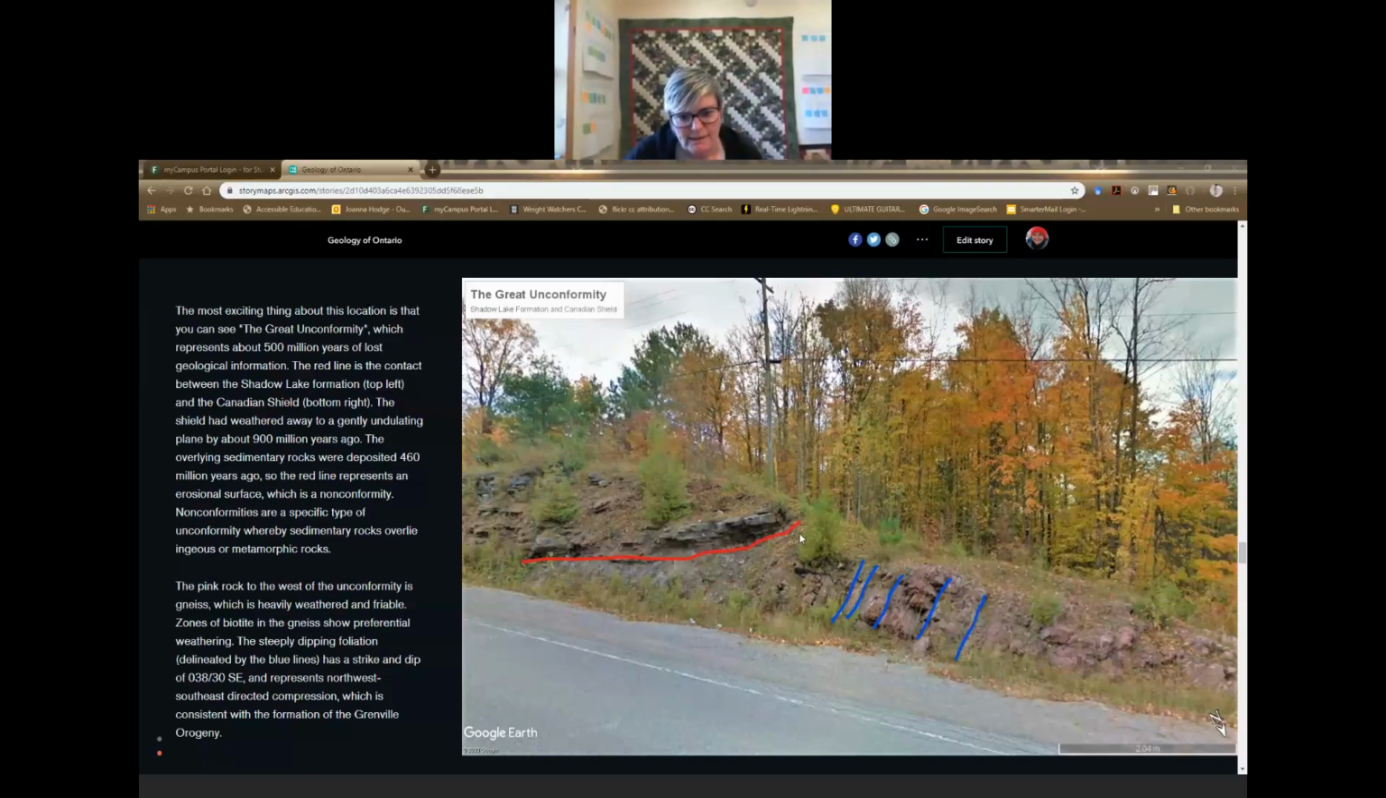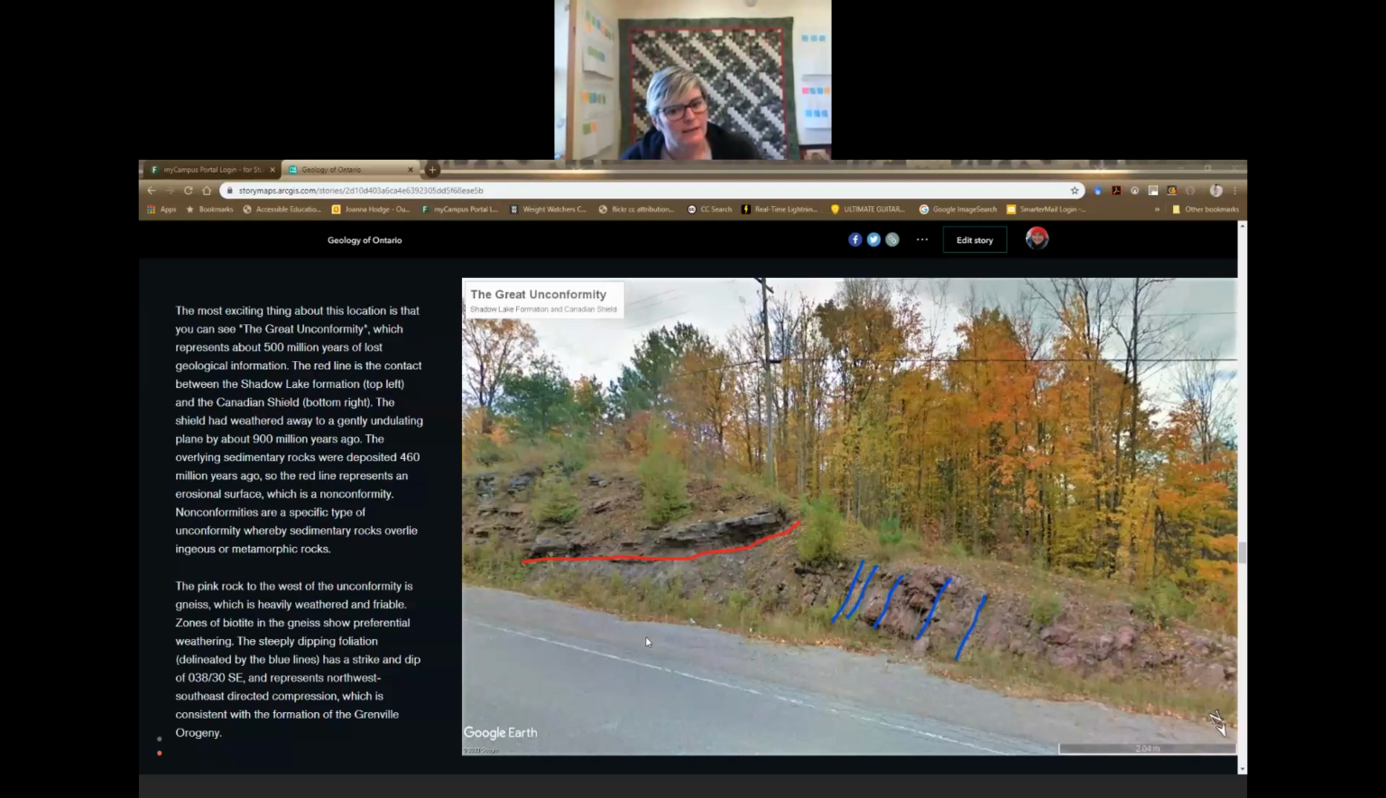We have this contact here with the overlying material. And the reason that I say that there is about 500 million years of lost geological information is because the Canadian Shield had weathered away to the peneplain by about 900 million years ago. And it migrated south to the equator. It became submerged in a warm tropical sea. And then about 460 million years ago, the sedimentary rocks were deposited over the top of it. So from about 900 to about 460 million years, either nothing happened or there is no geologic record.